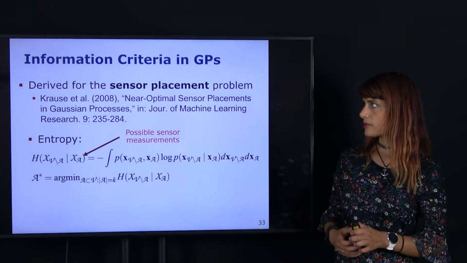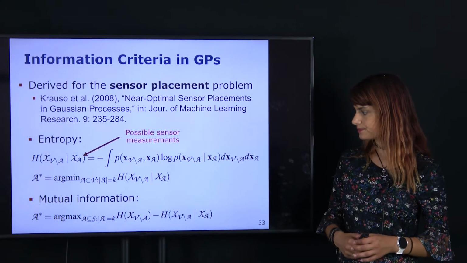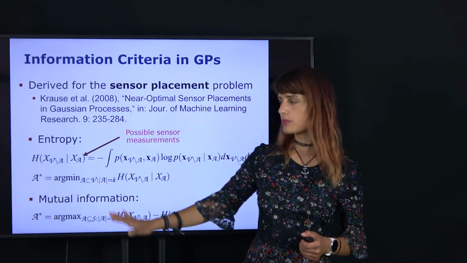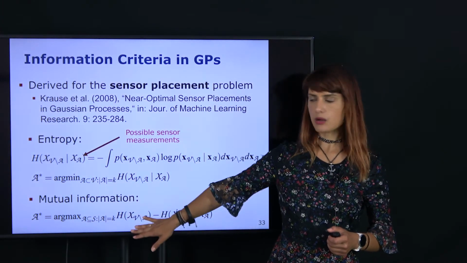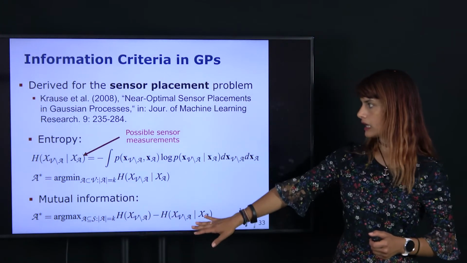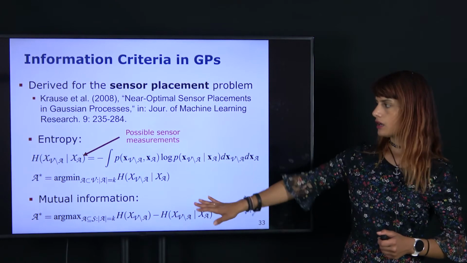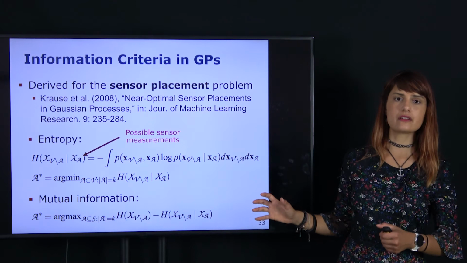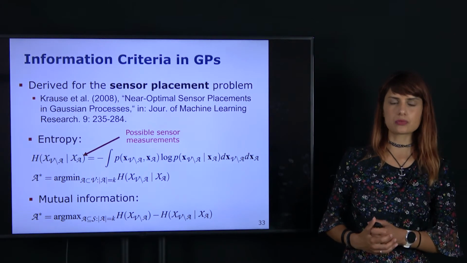Now, another information theoretic criterion that was developed is that of mutual information. Mutual information is very similar to entropy, but it also calculates the difference between all the other locations in the environment and the conditional entropy. And as we will see on the next slide, this measure was derived from information theory because it gives us a more efficient and more intuitive way of planning where to place these sensors.